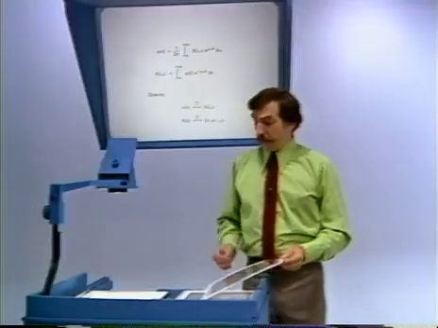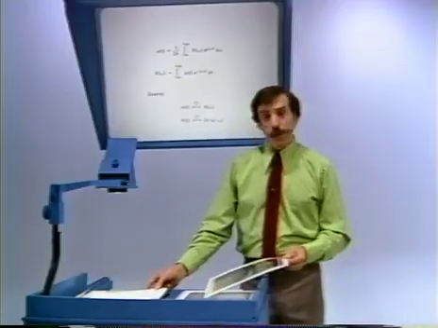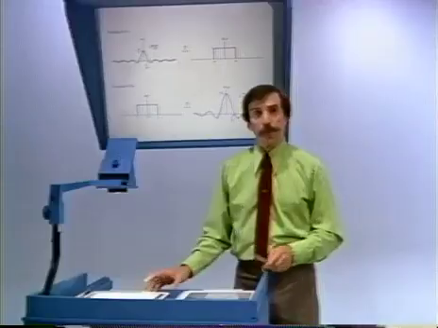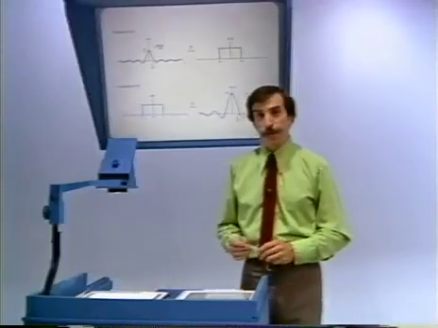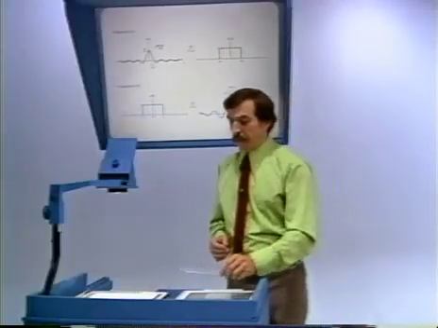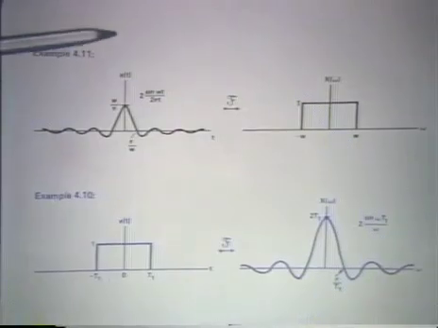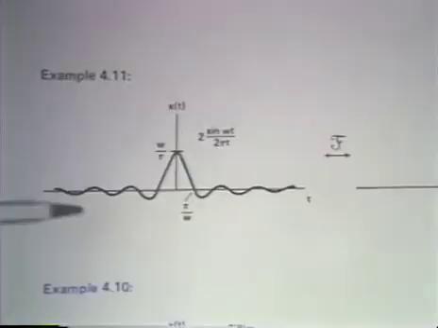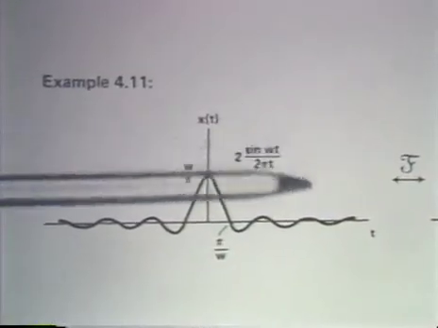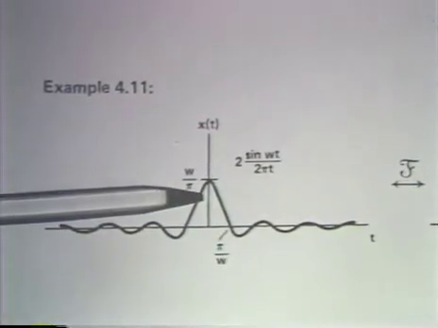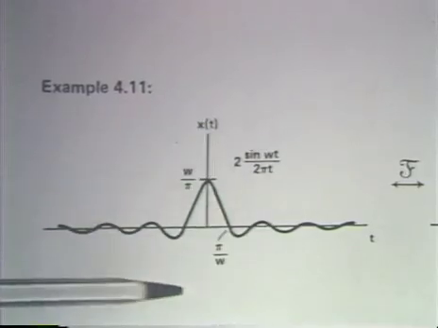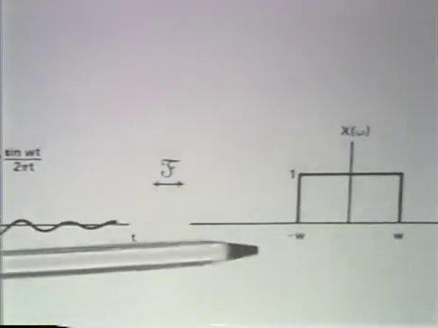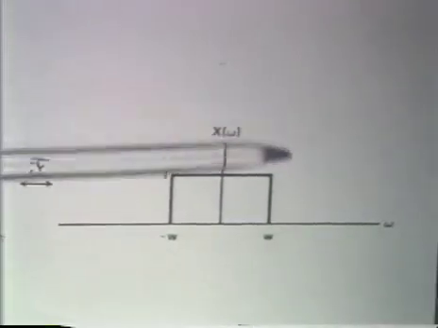Well, let's illustrate this with an example. Here are, in fact, two examples of Fourier transform pairs taken from examples in the text. The top one being example 4.11 from the text. And it's a time function which is a sine x over x type of function. And its Fourier transform corresponds to a rectangular shape in the frequency domain.